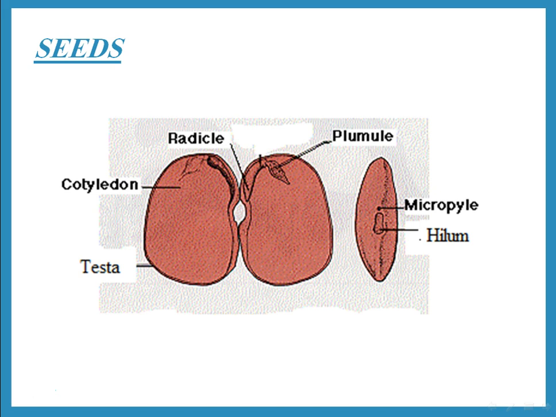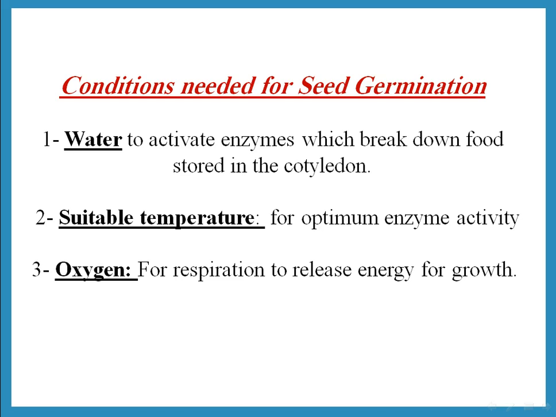We also have in the seed that tiny little hole called micropyle. Remember that the micropyle during fertilization allowed the male nucleus to enter to fuse with the female nucleus. Now, when the seed is starting to grow, the micropyle also will allow water to go in so that the seed can start growing, and that is called seed germination. So when the seed starts to grow into a new plant, that is called seed germination.